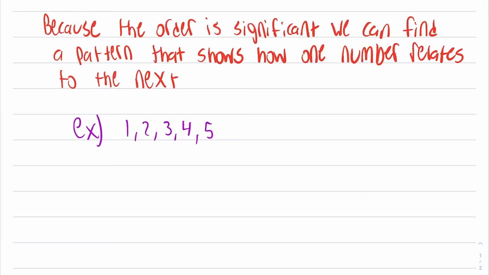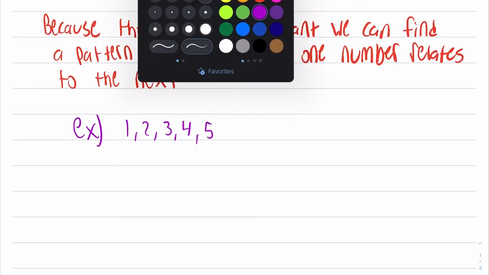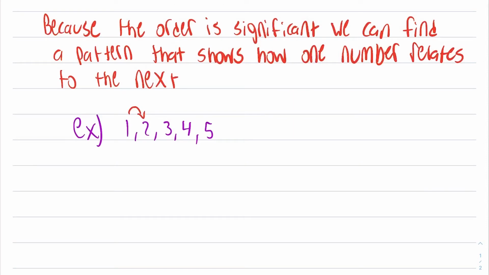In this set, we have 1, 2, 3, 4, 5, and we can say that the pattern from one number to the next is that we are adding 1 each time. From 2 to 3, you add 1. From 3 to 4, we add 1. From 4 to 5, you add 1.